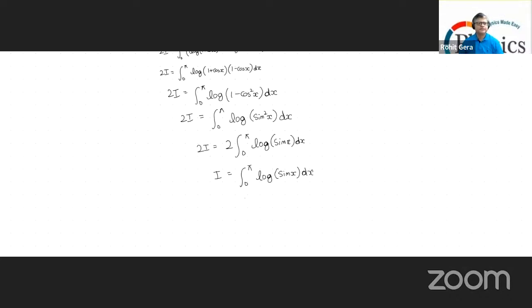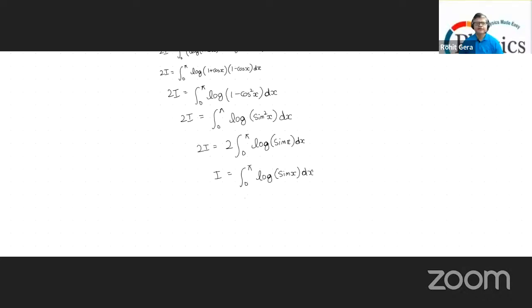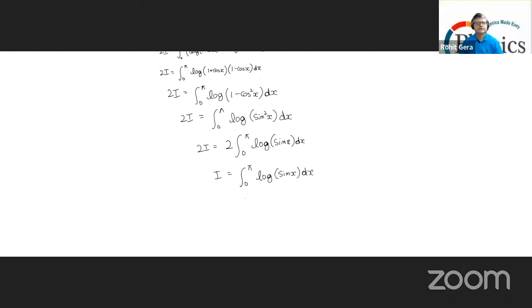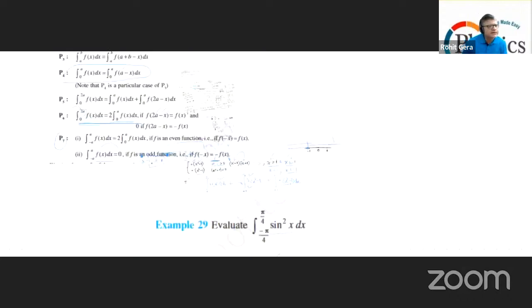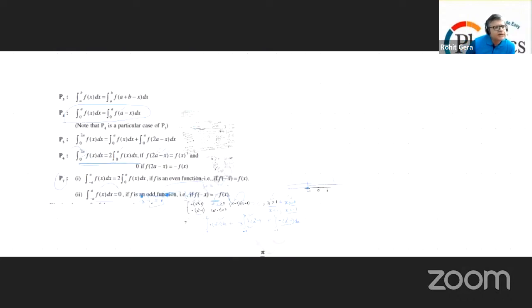Then P6. We will use P6. Give it a try. First check. So you have memorized the properties. Let me see. We had written those properties also on this page. Yes, if f of 2a minus x is equal to f of x, that's the one.